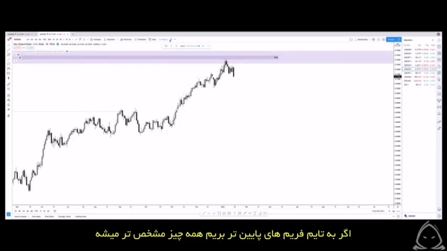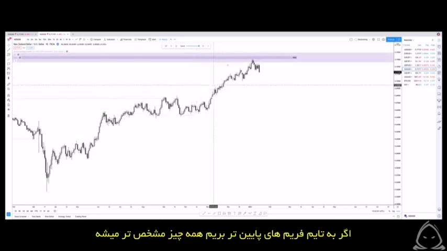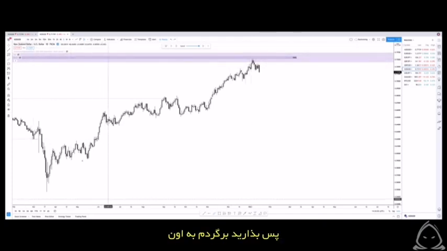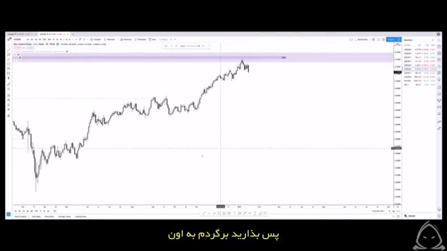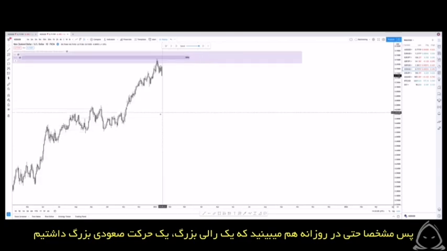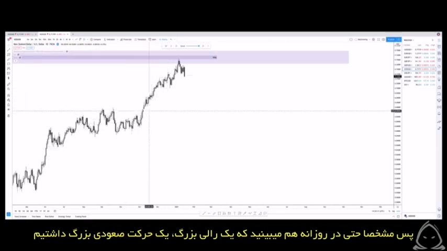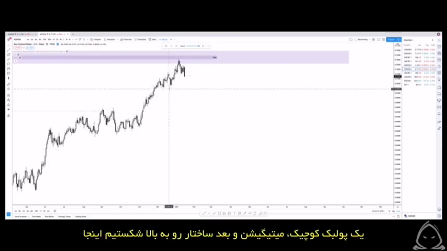It starts to all become a little bit clearer as you drop down time frames. So let me just go back to that. So obviously even on the daily, you can see we've had a real rally up, a big push up. We've had a minor pullback, a mitigation, and then we've broken structures to the upside here.